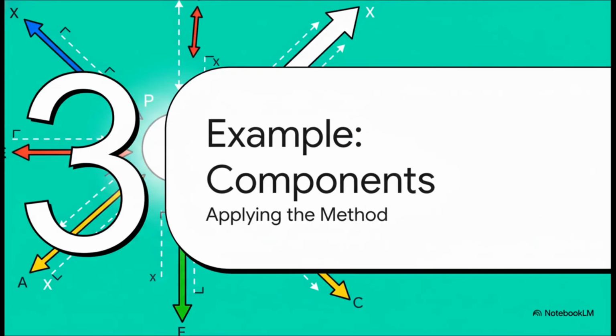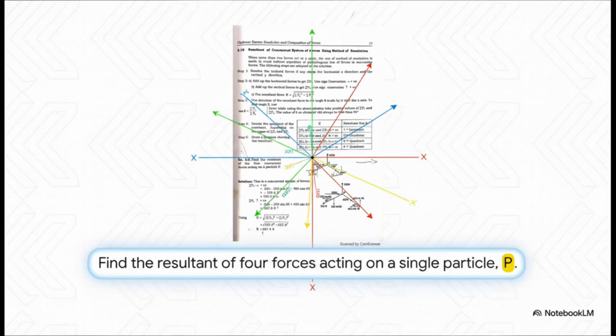Let's actually see this method in action with a concrete example from our source text. Our mission, should we choose to accept it, is to find the resultant of these 4 forces acting on this one particle, P. Okay, so here's our setup. We have 4 forces pulling on point P from all different directions. Now, 2 of them are simple. One's straight up, one's straight down. But the other 2 are acting at angles. Our mission is to break all of them down into their simple X and Y components.